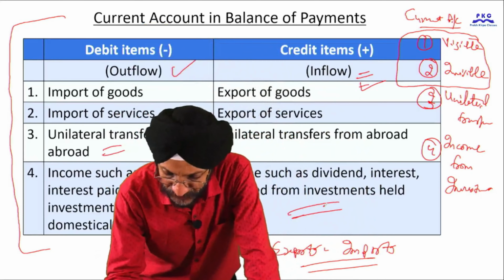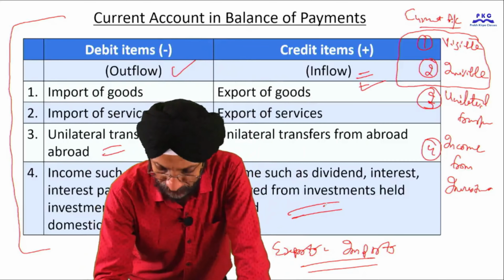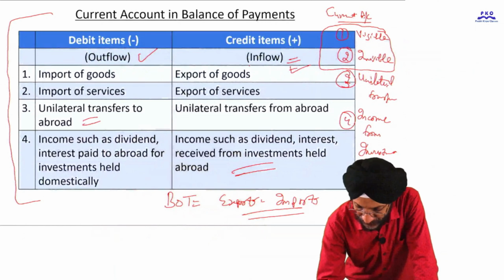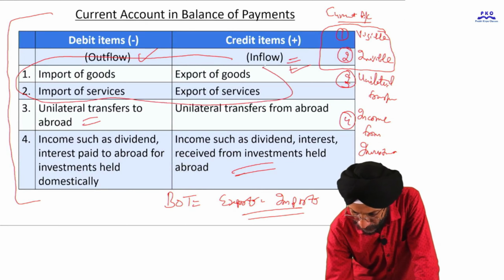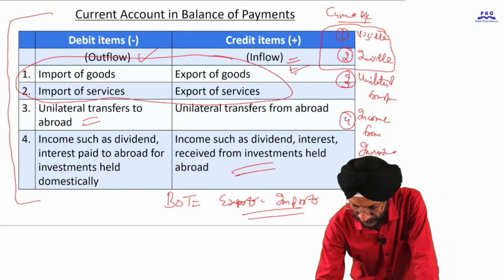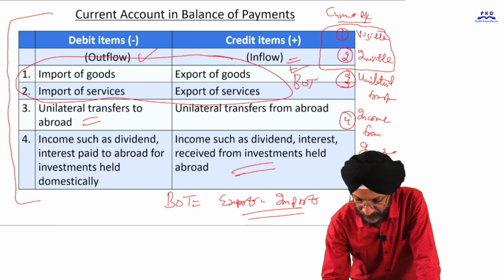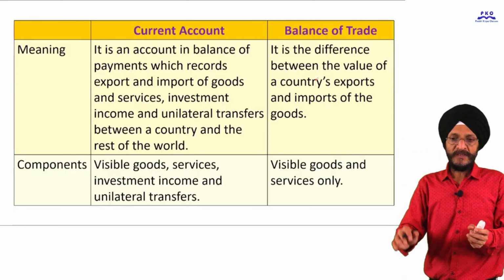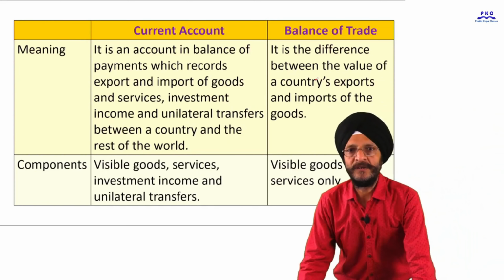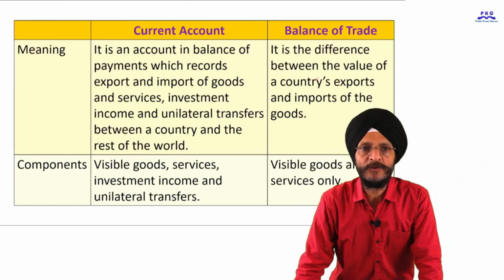So here, this whole is current account. And balance of trade is concerned with only these two items. This is balance of trade, the difference between exports and imports. Now we will have an overview of the difference between current account and balance of trade.